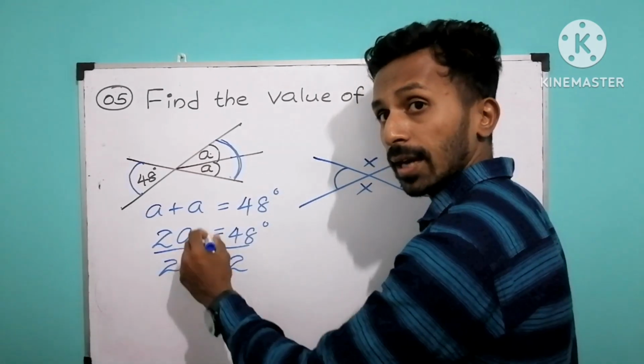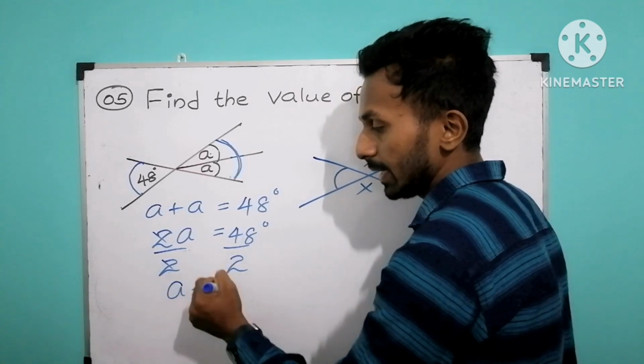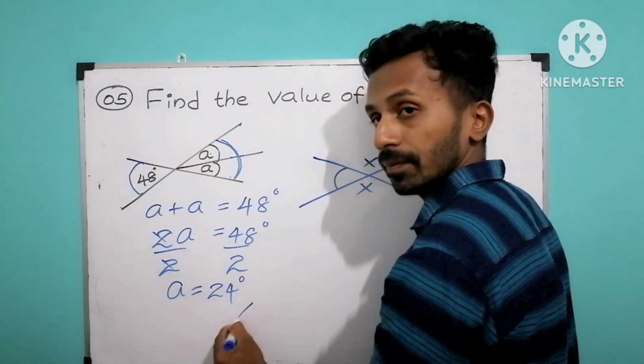Then here, change multiplication by 2 to division by 2. A equals 48 divided by 2, which is 24.